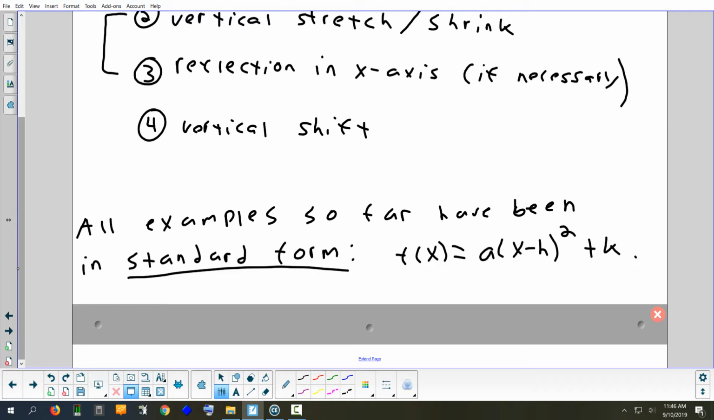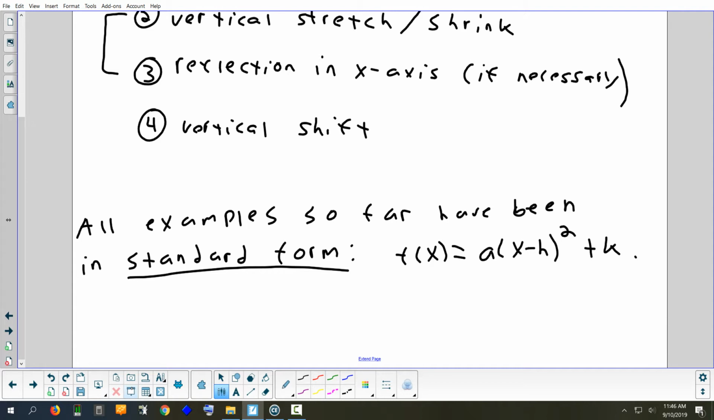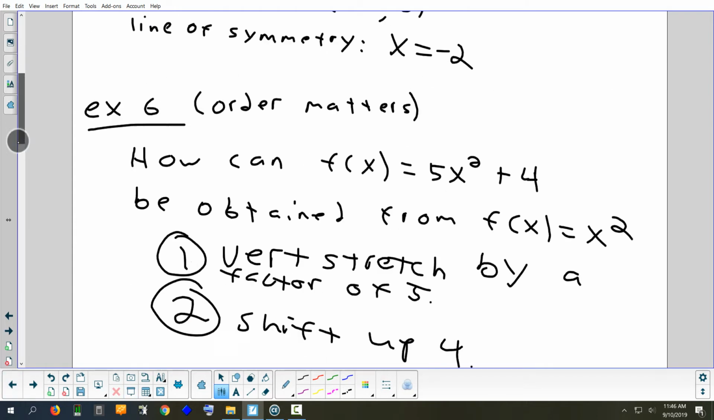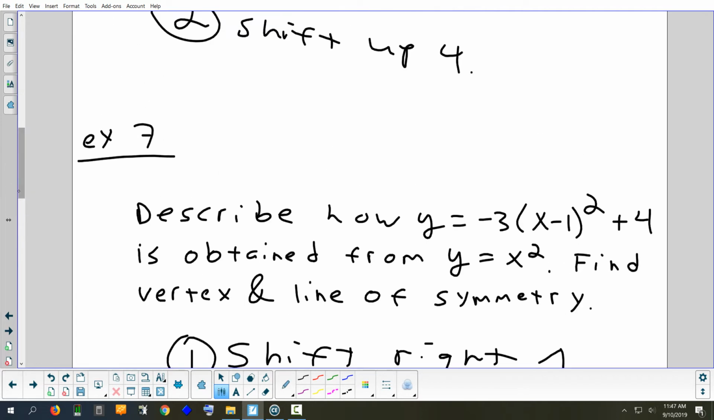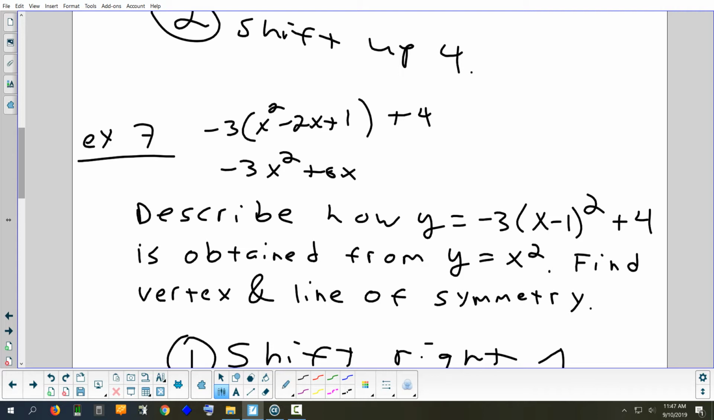All right, so all the equations we've done so far have been in standard form. Standard form makes it very easy to identify stretches and shifts. Now, let's take this one, -3(x - 1) squared + 4. If somebody FOILed all that out, they would get x squared - 2x + 1, + 4. Then they distribute the -3: -3x squared + 6x - 3 + 4 is how much?